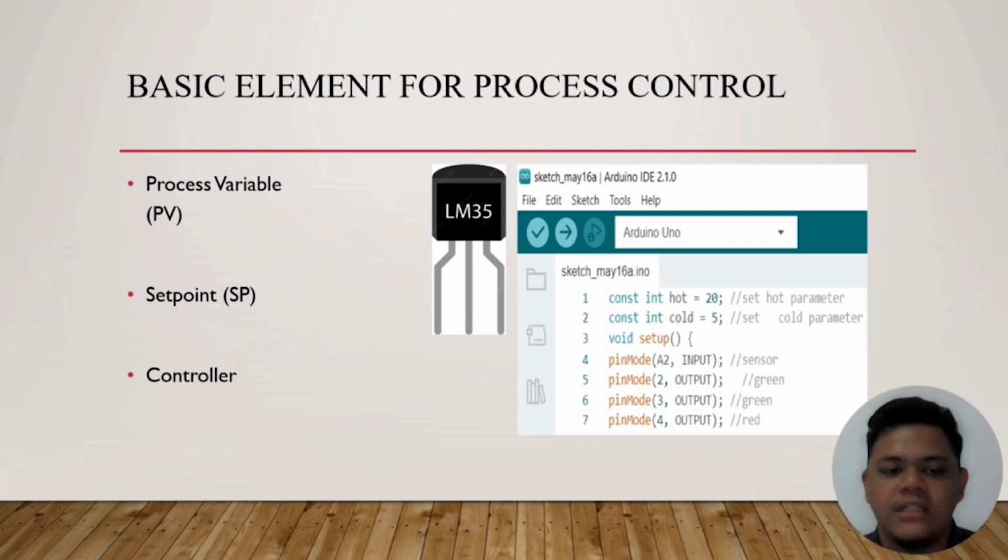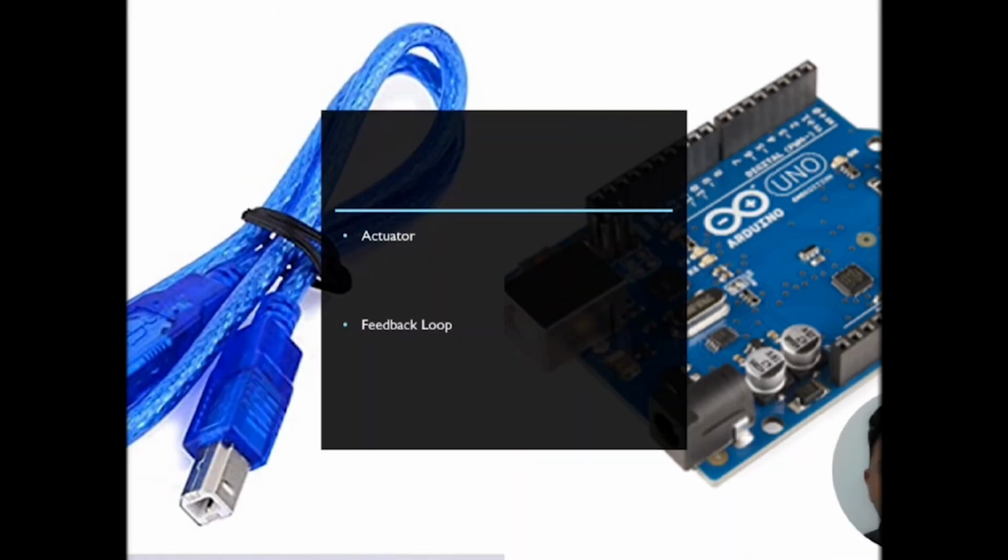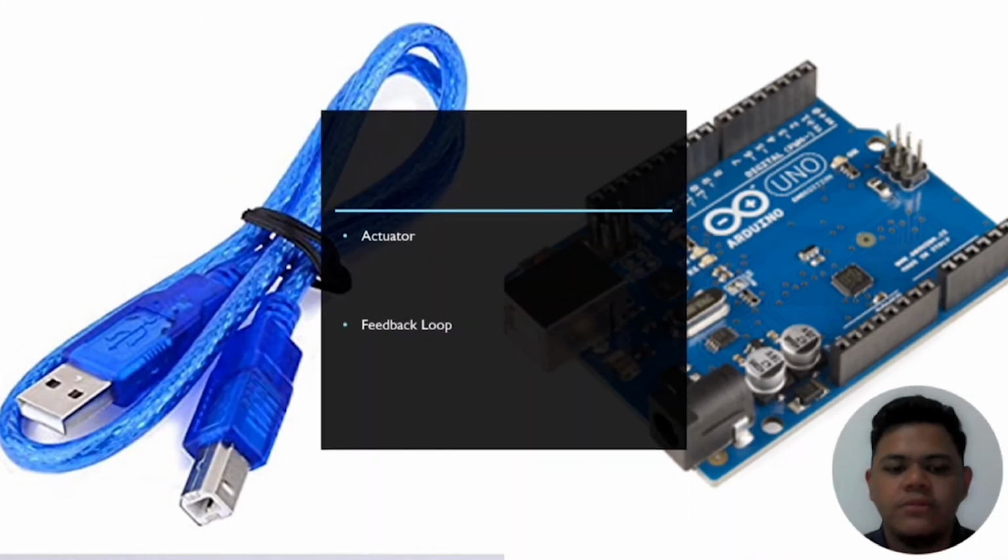The third one is the controller. The controller is the device responsible for comparing the actual process variable with the desired set point. The next one is actuator. The actuator receives the control signal from the controller and converts it into a physical action or energy output. The last one is feedback loop. It involves measuring the actual process variable and providing feedback to the controller.